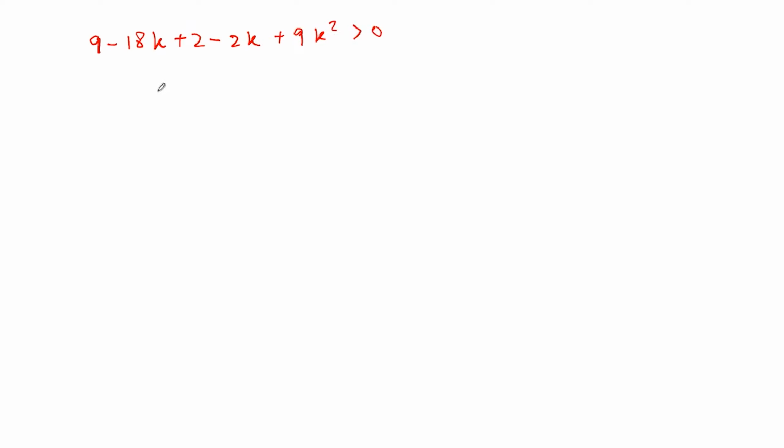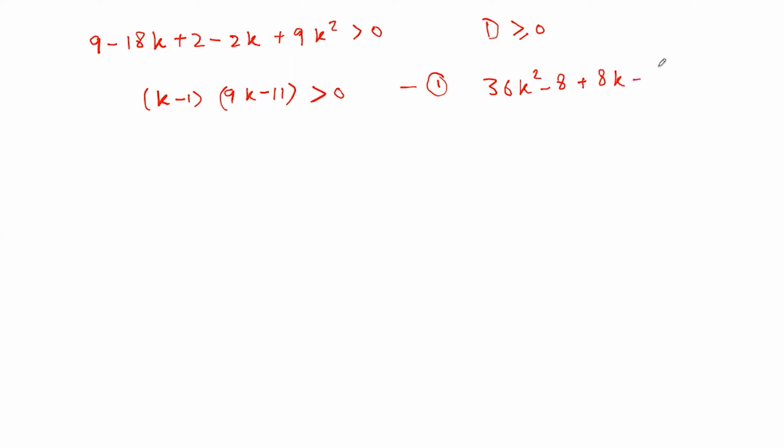Now factorize this. Directly this is coming as (k minus 1) into (9k minus 11) must be greater than 0. This is the first one. For discriminant D greater than or equal to 0, this is 36k square minus 8 plus 8k minus 36k square. Again, this is coming greater than or equal to 0. 36k square will be cancelled out, and you are getting 8 common out, (k minus 1) greater than or equal to 0, right? From this we can say k is greater than or equal to 1, right?